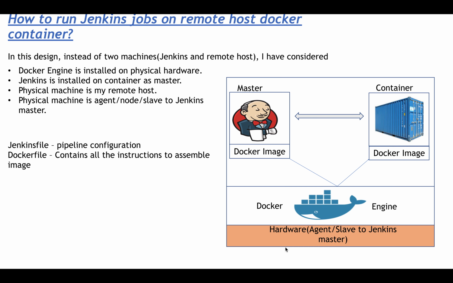So I have a container that is the Jenkins master. That is an isolated environment. So you have a container and I have my physical hardware. Now what I'm going to do, the physical machine is my remote host. My machine is the remote host now, and I'm going to add this remote host as a node to my master. That is, the master is nothing but the Jenkins container.